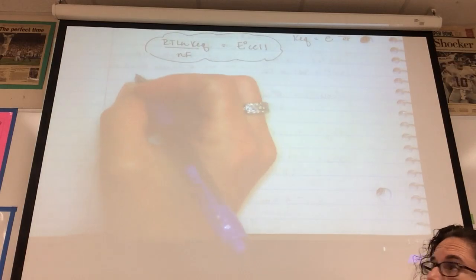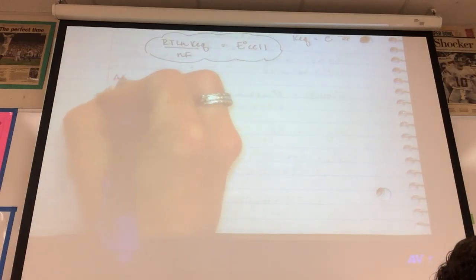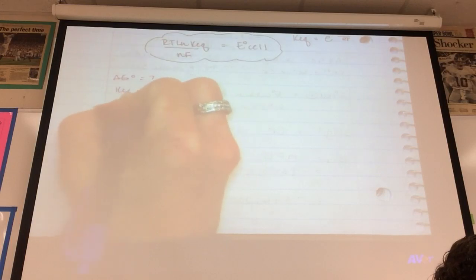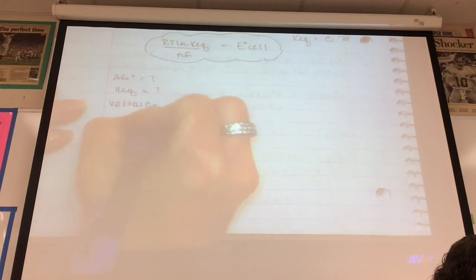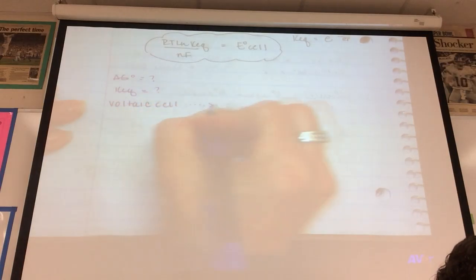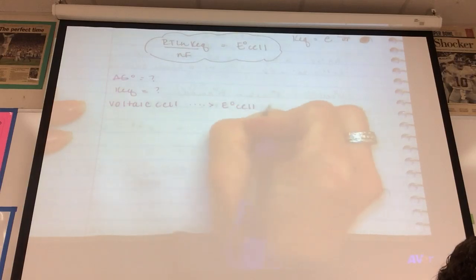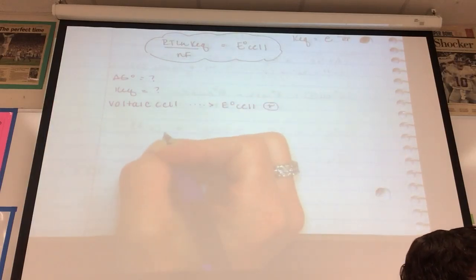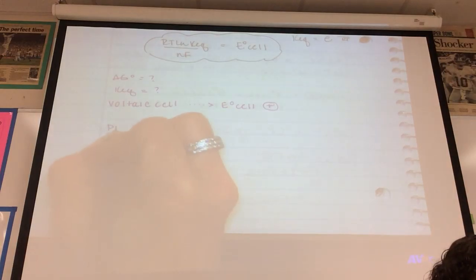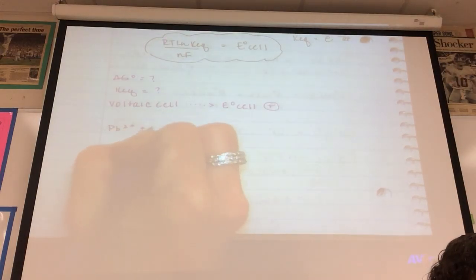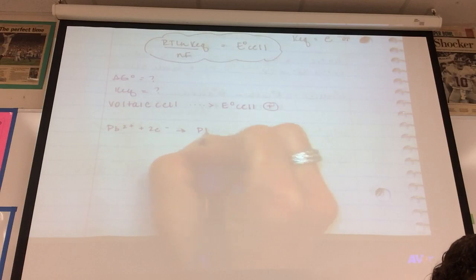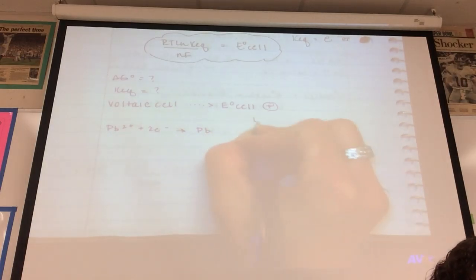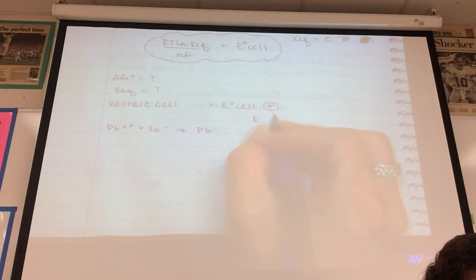It says calculate values of delta G and Keq for a voltaic cell. As soon as you see voltaic cell, that tells you that Ecell must be positive, and that's the key to success right there. The only thing they give you are the reduction reactions. Remember, they're going to give you reduction reactions because reduction potentials are what would be listed on a table.